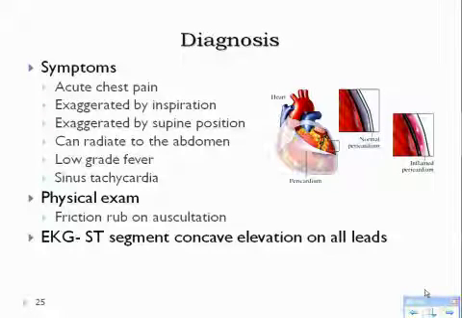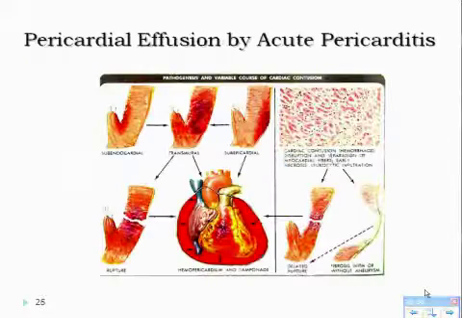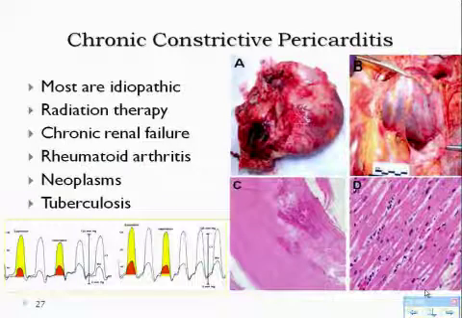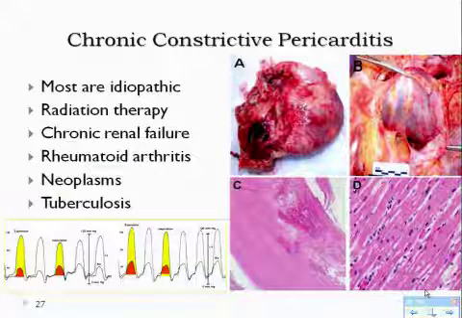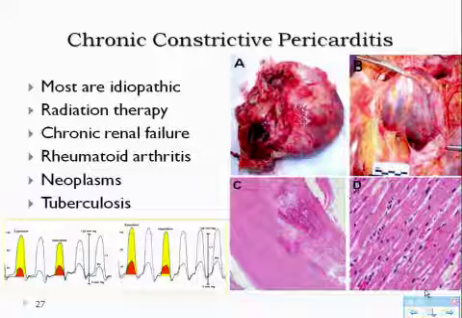Pretty impressive. I've heard it. Once you hear it one time, you'll never forget it. It literally sounds like you're putting your two hands together and rubbing them together. ST segments are concave elevations on all leads. That's pretty pathognomonic as well. You can also get the pericardial effusion from the acute pericarditis. And unfortunately, what that leads to is eventually into chronic constrictive pericarditis if it doesn't shut down.